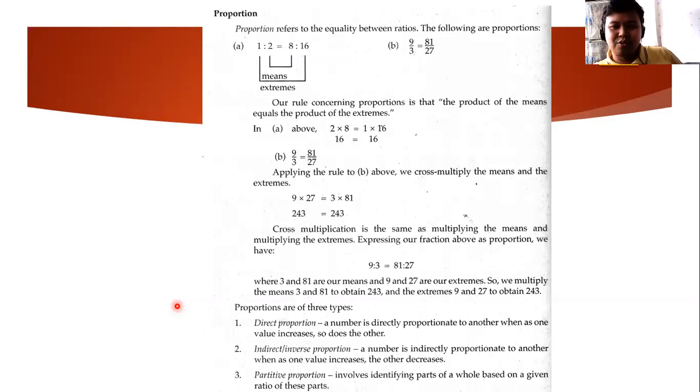Our rule concerning proportion is that the product of the means is equal to the product of the extremes. Which ones are the means? The ones inside. The extremes are the ones outside, the two ends. Just like you see, 1 and 16 are the extremes, and the means are 2 and 8.